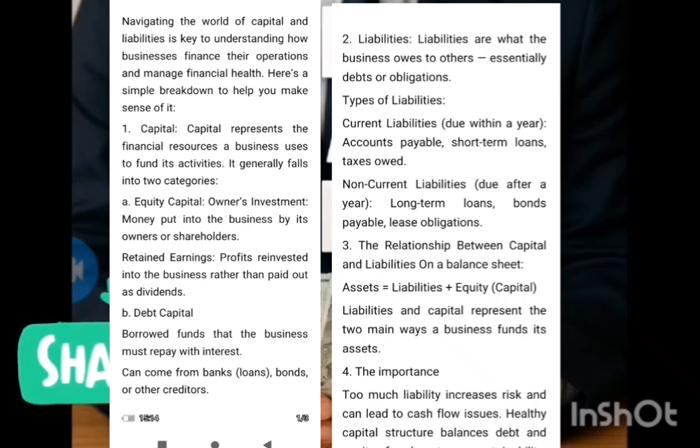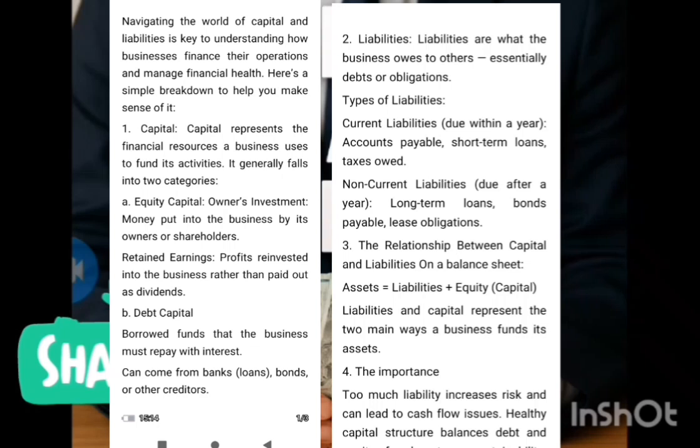Then we also have the non-current liabilities, which is also known as the long-term liabilities. These are debts that the enterprise owes, and they can pay these debts after a year. The debt should be repayable after a year. That is, the debt is supposed to be due after a year. It includes long-term loans, bonds payable, lease obligations, mortgages, and others.